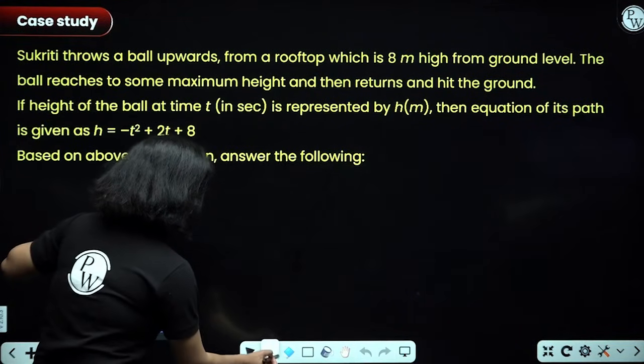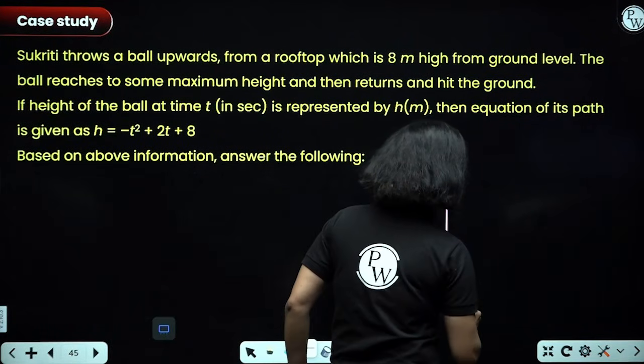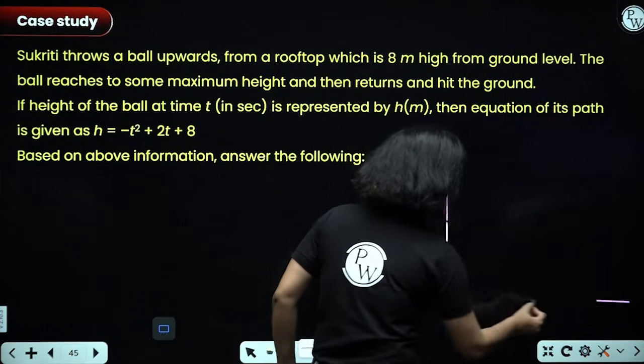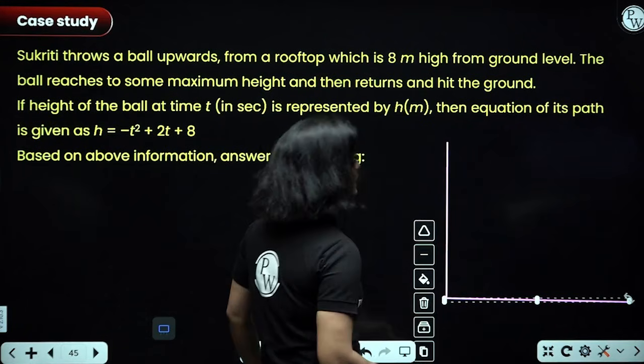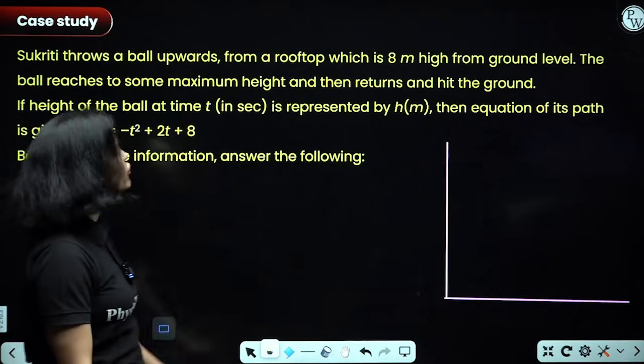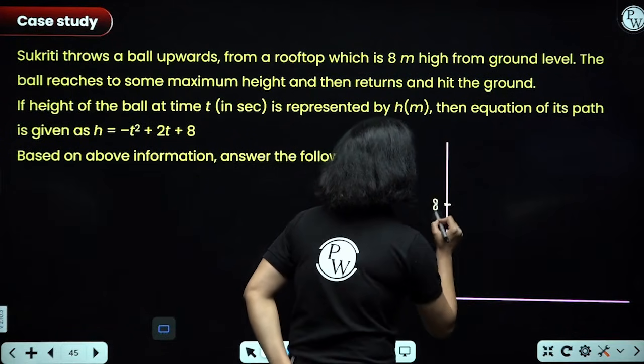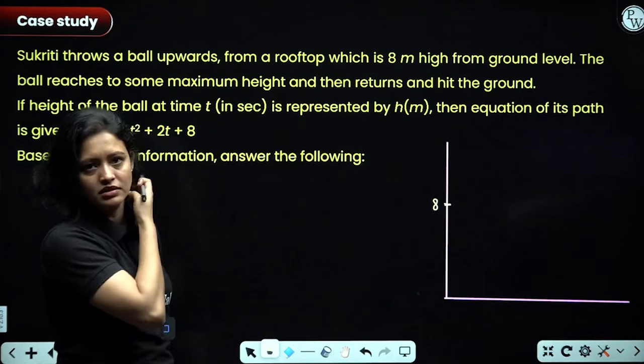First things first, let's understand this by making a diagram, because this question calls for a diagram. Sukriti is throwing a ball from a rooftop. Let's say this is the rooftop and its height is 8 meters.